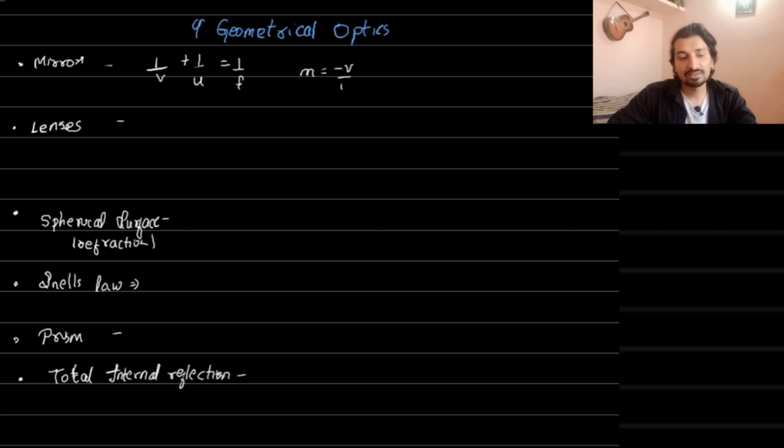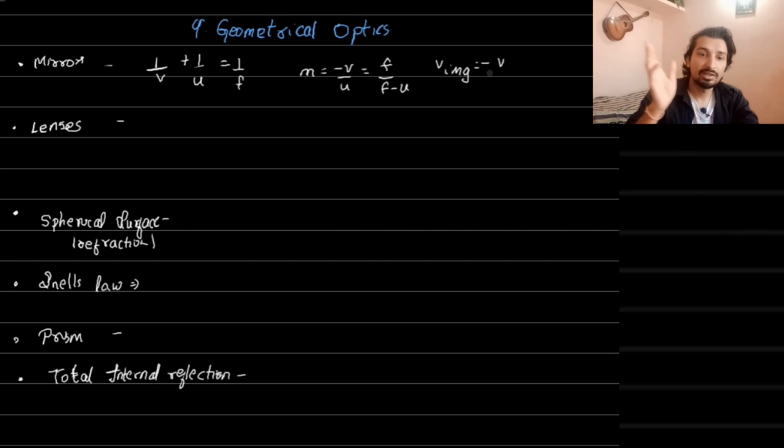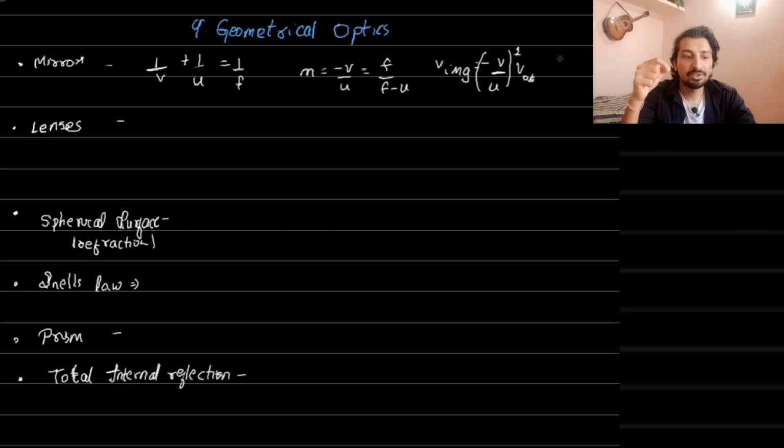M is equal to minus V by U is equal to F by F minus U. Then velocity of image. So if something is moving in front of the mirror, what will be the velocity of image? Velocity of the image formed will be equal to minus V by U whole square into velocity of the object, whatever object is moving. Okay, so that, and then you have R. In case of mirrors, what is the radius of curvature?